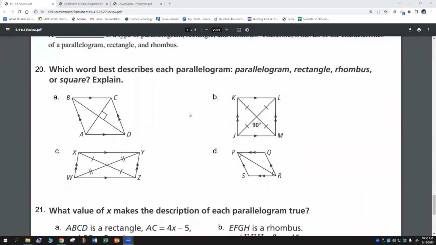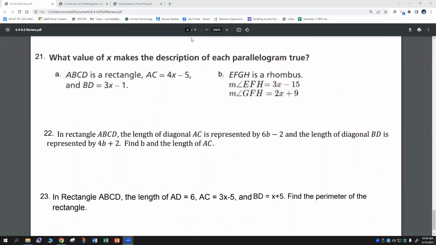All right, and now we got a few questions where you got to draw out the diagrams. So we're just drawing them out here. ABCD is a rectangle. So then the two expressions they're giving me here are for the diagonals, AC and BD. Well, if it's a rectangle, the diagonals are going to be congruent. So we can set them equal to each other. 4x minus 5 equals 3x minus 1. You subtract 3x from both sides, you get x minus 5 equals negative 1. You add 5 to both sides, you get x equals 4.